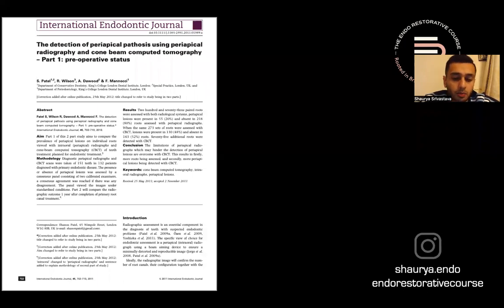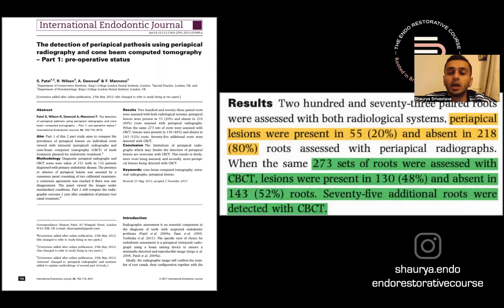Right, so this is one of the first studies that was done on a large scale. It was by Shannon at King's, on the detection of periapical pathosis. We compared 2D versus 3D radiology. So what does this paper say? This is relevant to the previous case that I just showed you. They assessed about 273 different roots.